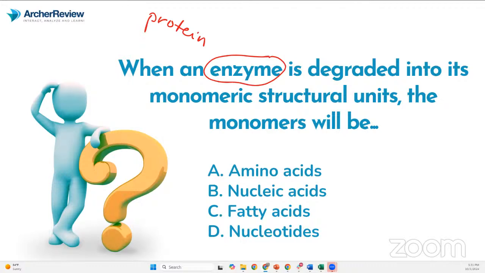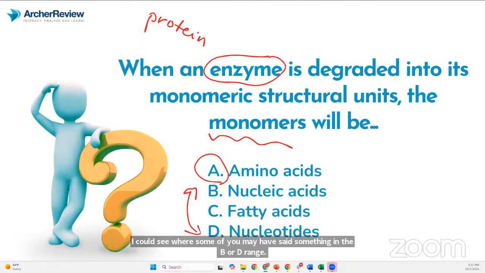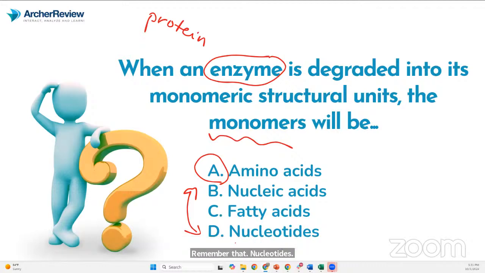The challenge with this one is to remember what category an enzyme fits into. An enzyme is a protein, and so protein monomers are amino acids. I could see where some of you may have said something in the B or D range. Remember that nucleotides are the monomers for nucleic acids, and fatty acids are the monomers for lipids.